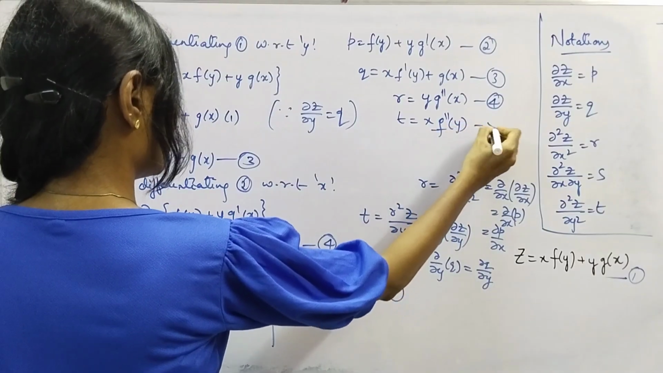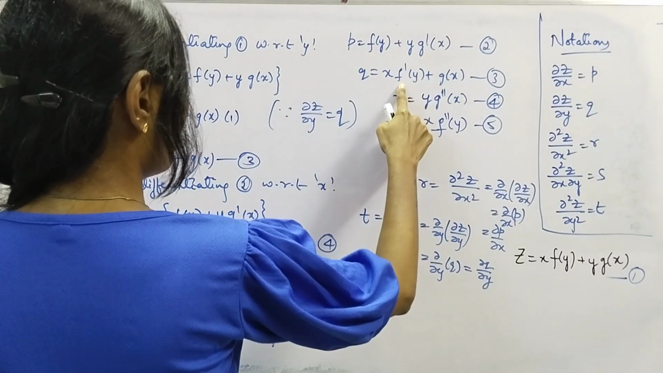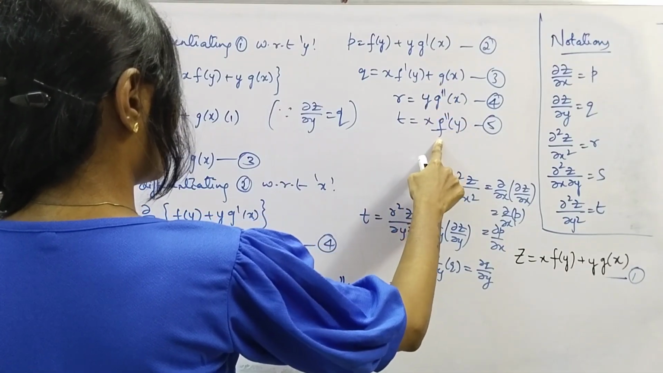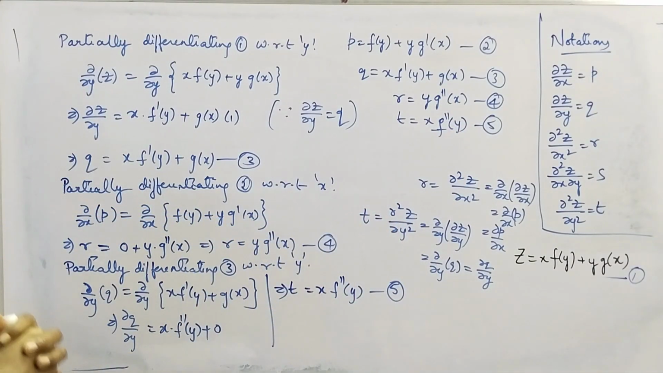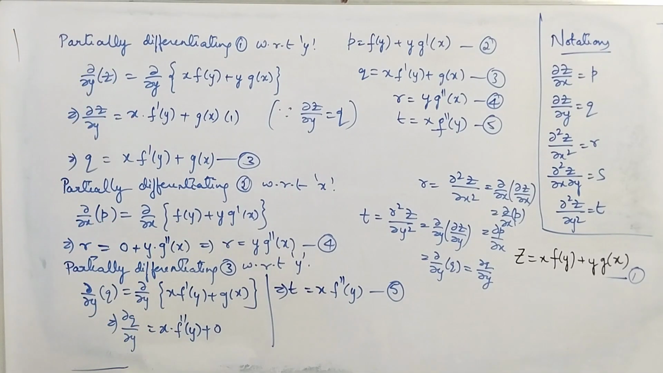Consider this as equation number 5. We observe these equations, we have f, g dash, f dash, g, g double dash, f double dash. So these equations are not enough to find the required partial differential equation. So we'll go for s also.